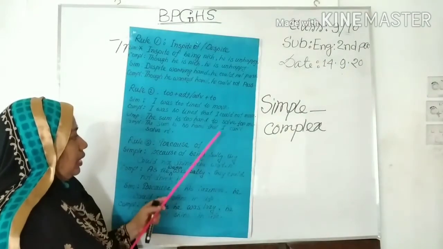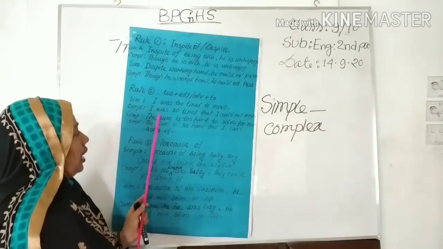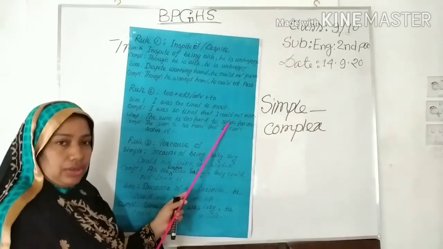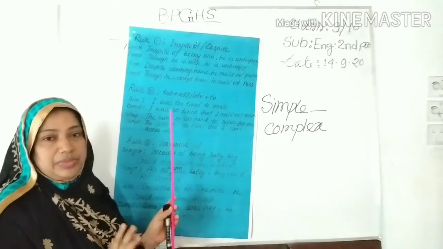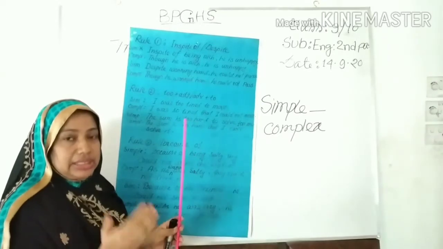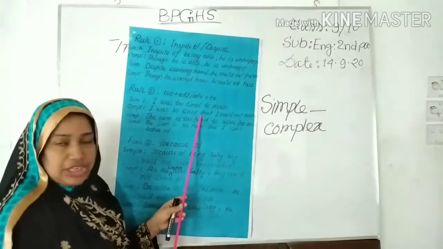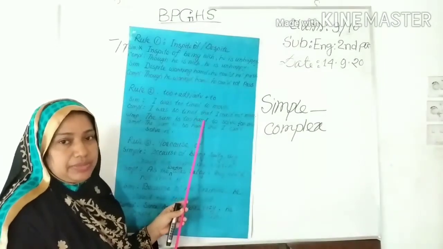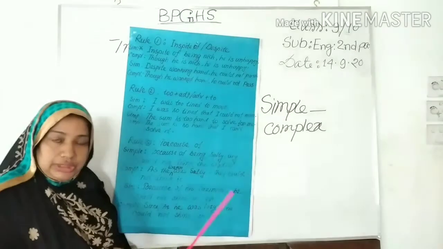Okay, it's not very hard, it's very easy. I was too tired to move, I was so tired that I could not move. And you see, there is no difference in the meaning. The sentences are just transforming their structure, but there is no difference in the meaning. Okay, let's go to another rule.